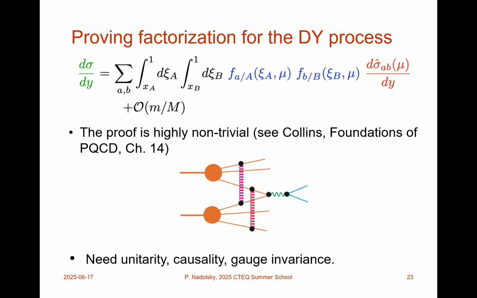But then you ask, just like with DIS, is this formula actually proved or not? Does it hold to all orders? And the answer is yes. But if you would like to look at the proof, it's very complicated. It's much more complicated than in deep inelastic scattering. And the main reason is the following. It's related to the fact that we have shock waves. So now you have two hadrons, and you have two shock waves passing through each other. Now this shock wave generally will have different phases.